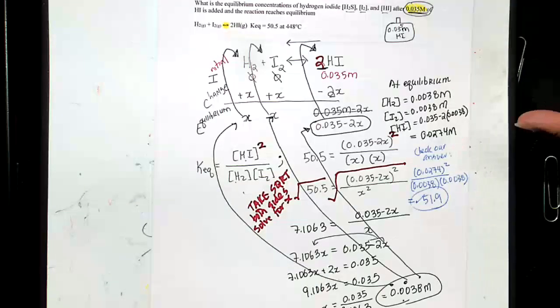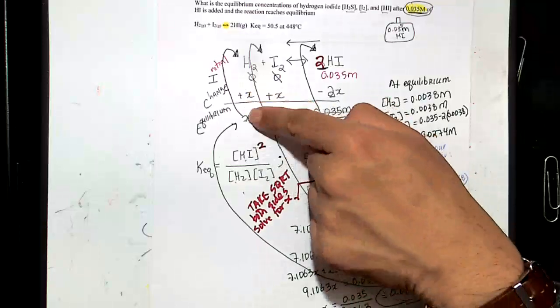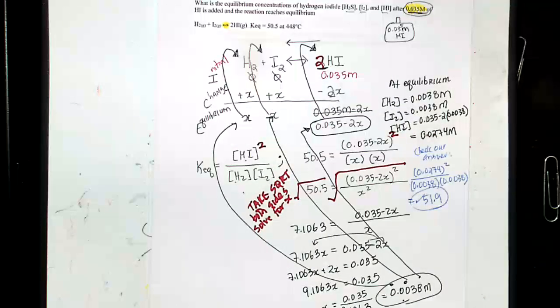Okay, so any questions on this? In this type of problem, you're going to go back and take the square root to find x, and plug that x back into the ICE table. All right, so let's do one more computation problem here. And then let's see if I can find a clean sheet.